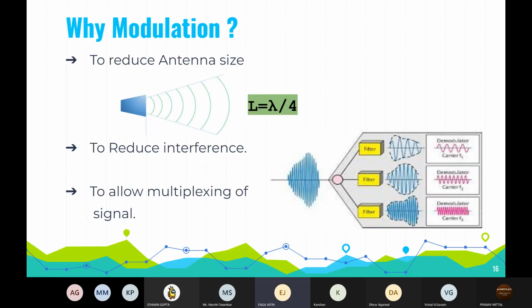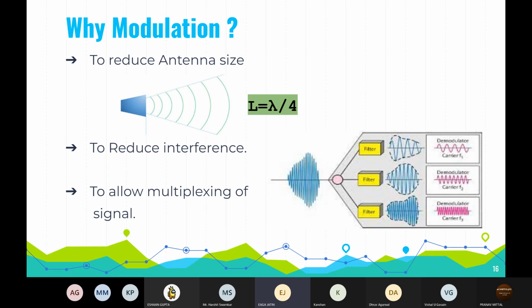The first reason would be the size of the antenna. The size of the antenna is proportional to the wavelength that is transmitted. Let's say the size of the antenna is equal to lambda by 4, that is, proportional to lambda by 4. That is one of the reasons why we use modulation.